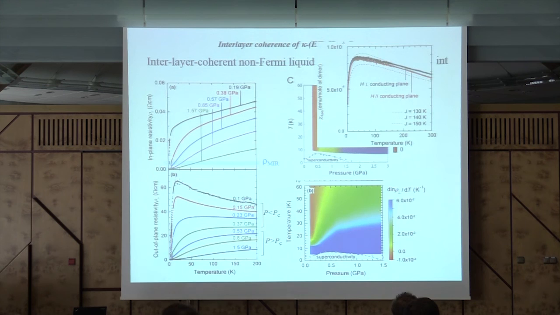What's your Ioffe-Regel limit along the C-axis? Where would it be? Sorry? The minimal metallic conductivity. Ah, yes, minimal. Here, this one. But this is in plane. Out of plane is much, much lower. In the out-of-plane direction, it maybe makes no sense, I think.